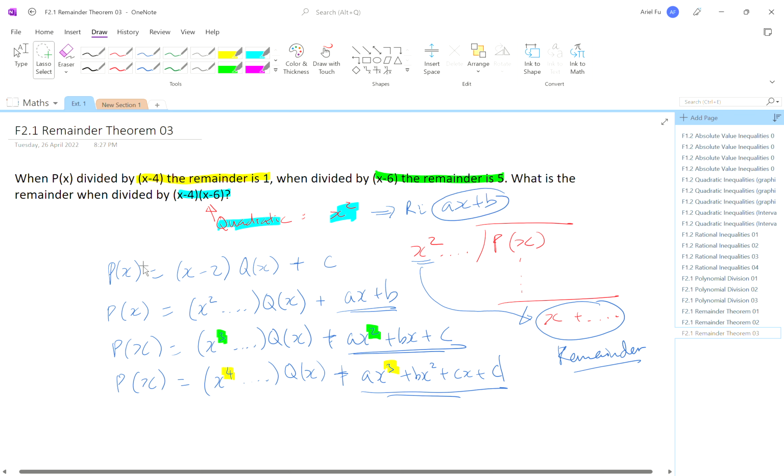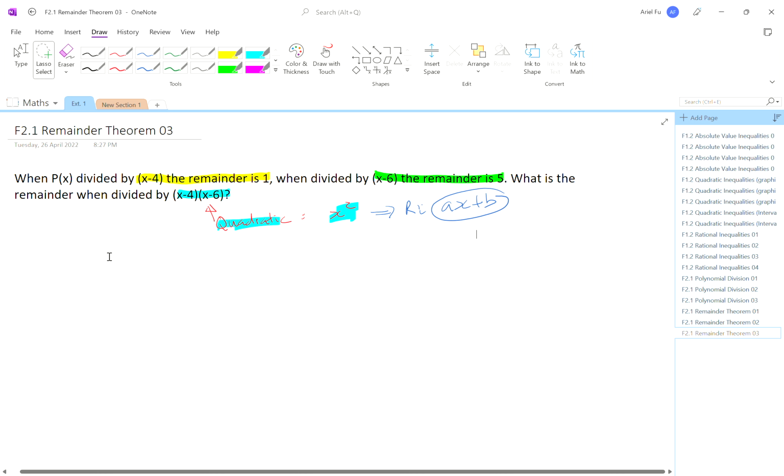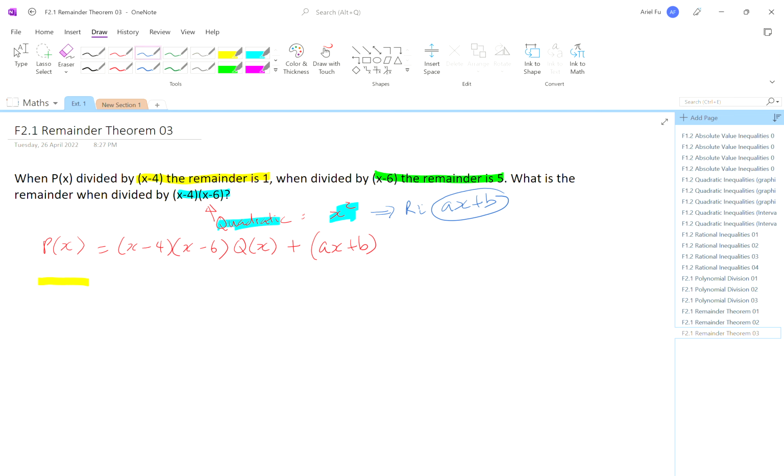Now, with all that in mind, let's actually complete this question. So that means polynomial p of x divided by x minus 4 times x minus 6 will give me some sort of quotient of x plus the remainder, which is ax plus b. I don't know what a is, I don't know what b is, but let's find out. Now, based on the first condition, I know that p of 4 equals 1, because when divided by x minus 4, the remainder is 1.